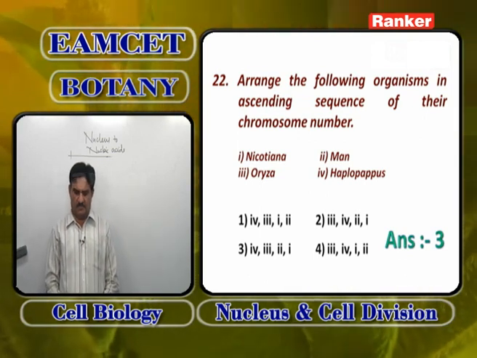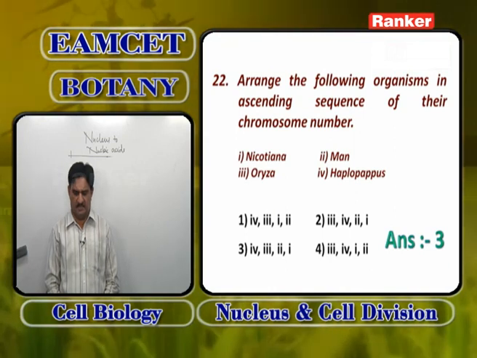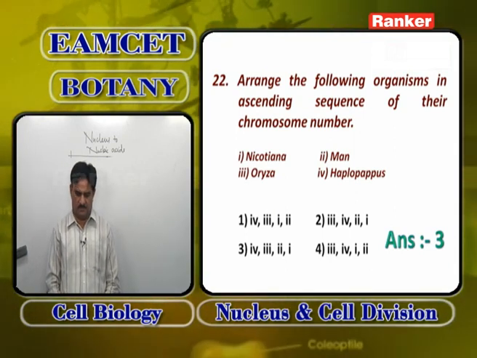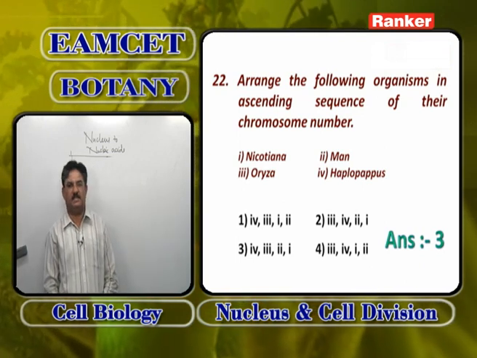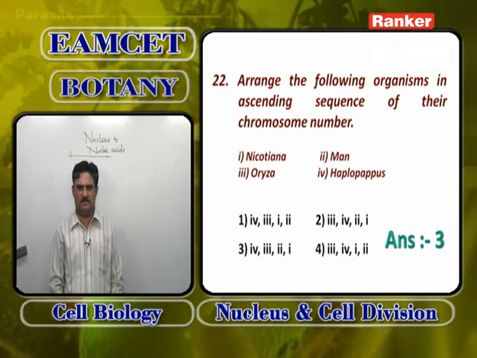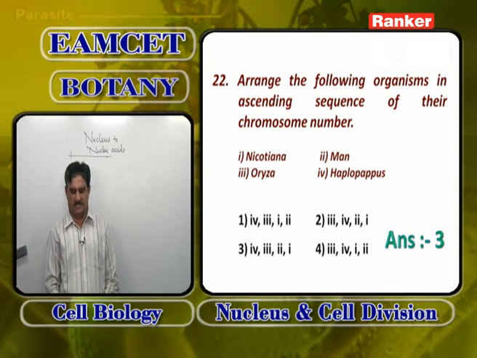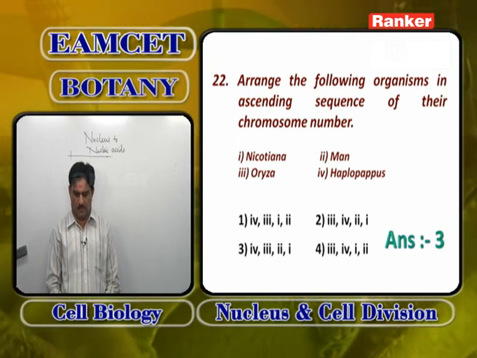So 4, 3, 2, 1. 3 is the answer. So Haplopappus 4 chromosomes, Oryza 24 chromosomes, man 23 pairs, that is 46 chromosomes, Nicotiana 48 chromosomes. Answer is 4, 3, 2, 1.